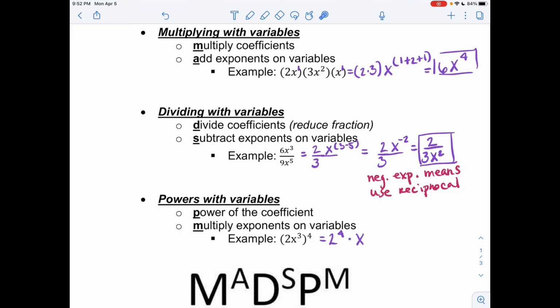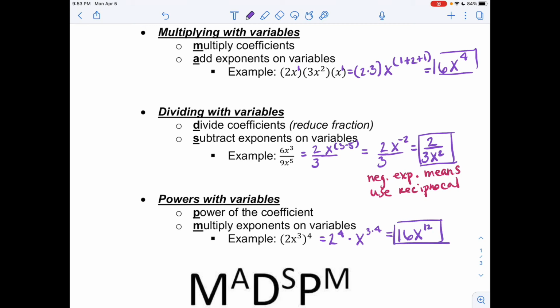Remember that exponents are going to multiply. So raised to the 3 times 4 power. 2 to the 4th power, so 2 times 2 times 2 times 2 is 16. And then this will be x, and 3 times 4 is 12.